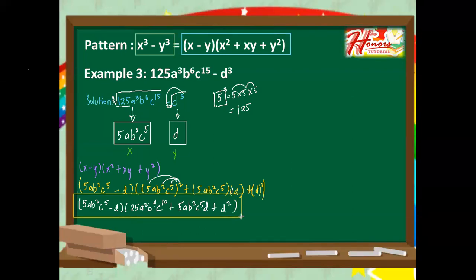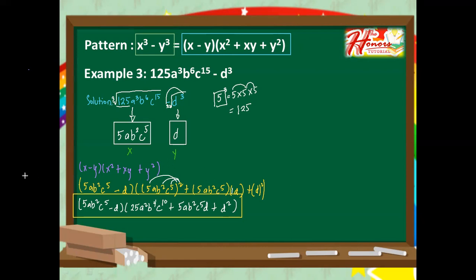This is the factors. The quantity of 5ab squared c raised to 5 minus d times the quantity of 25a squared b raised to 4 c raised to 10 plus 5ab squared c raised to 5d plus d squared.